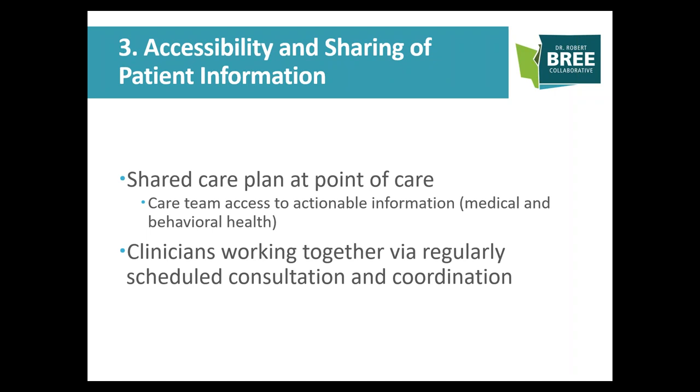Number three is really on patient information, so that providers can get access to that information and share it across sites if that's the model that's being used. So from the patient perspective, this means I have access to my own care plan if I want to see it. When I call the practice, they always know who I am. They know what my needs are. My healthcare team communicates well. They have access to my information, and it feels like everyone's really on the same page about my health goals. So this is the integrated care team having access to actionable medical and behavioral health information via a shared care plan, really at the point of care. And that clinicians are working together through regularly scheduled consultation and coordination to jointly address a patient's shared care plan. Next slide.